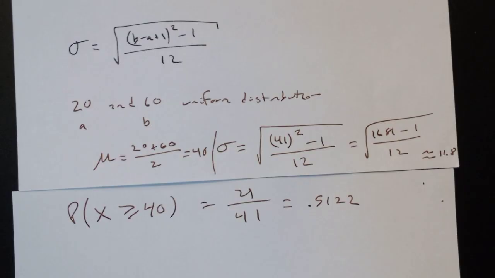Now that's not the formula in the textbook. The formula in the textbook is for a CDF, which would give me from the low end up to and including 40. This is the reverse. I wanted 40 and above.